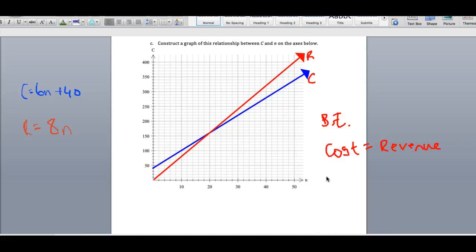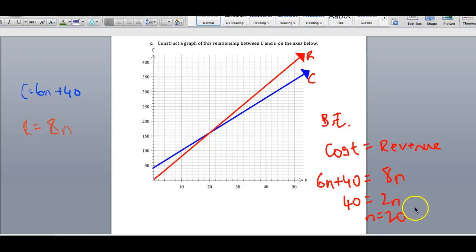Break even is where simultaneous equations come in. So if we say our cost is 6n plus 40, and our revenue is 8n, then we just solve for n. So what is that going to be? 40 equals 2n, so n equals 20. And I can see that kind of from the graph. So here's 20. See how the intersection there is at 20? I could have done solve on the calculator as well.